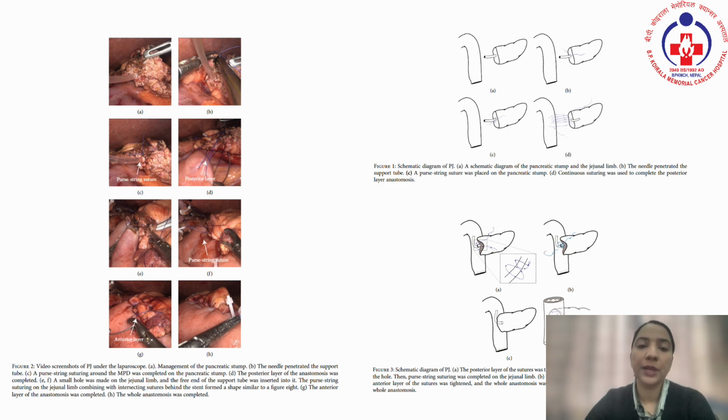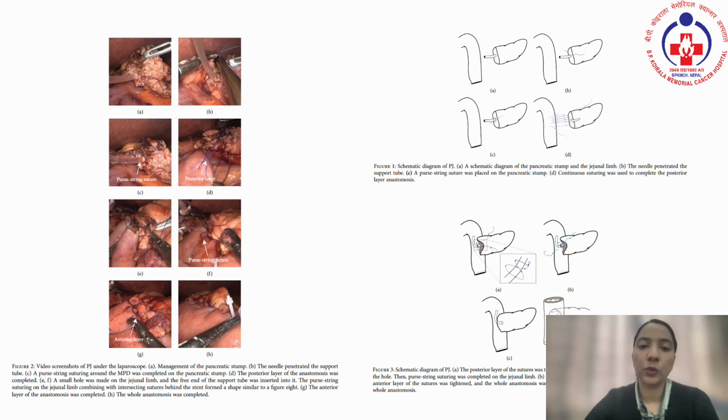And after the placement of the purse string suture with the pancreatic duct, they then anastomose the posterior pancreatic margin of the pancreas with the jejunum in a continuous fashion, and after that they put a suture over the pancreatic tissue, and then they do a purse string over the jejunal opening they have made, and after the purse string they again took it back to the pancreas and make an anastomosis.